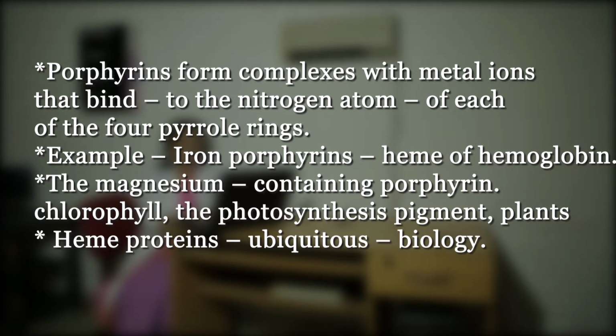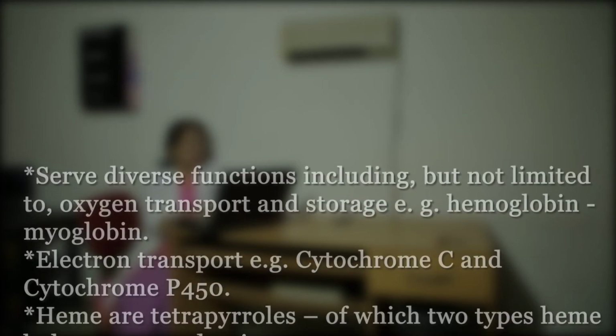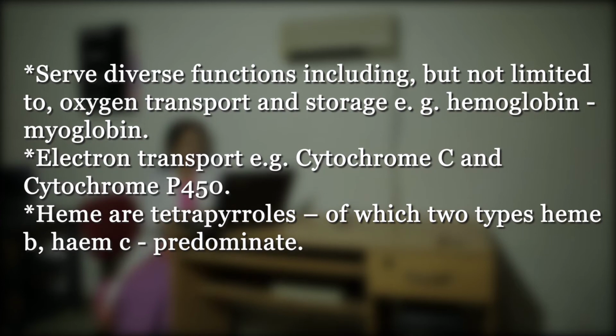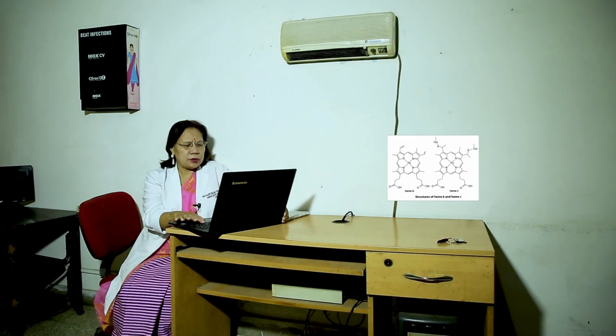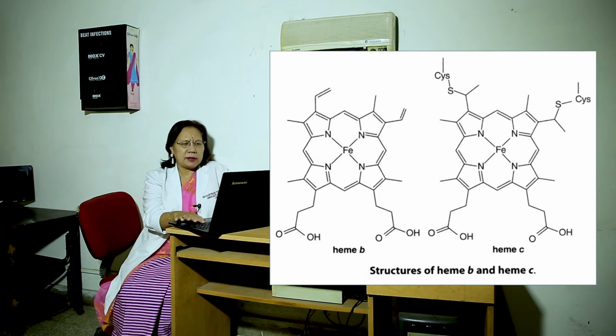Heme proteins are ubiquitous in biology. Hemoglobin and heme serve diverse functions including, but not limited to, oxygen transport and storage, for example hemoglobin and myoglobin, and electron transport, for example cytochrome C and cytochrome P450. Hemes are tetrapyrroles, of which the 2 types heme B and heme C predominate. These are the structures of heme B and heme C.